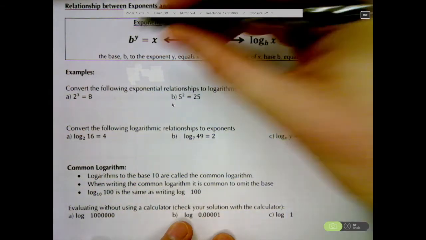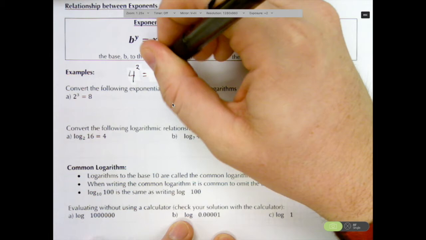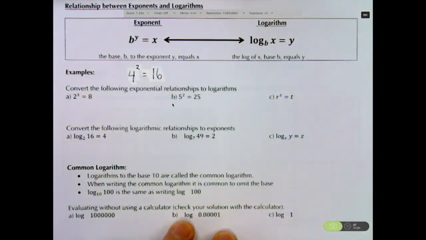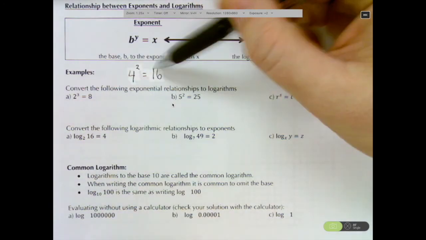So for example, we have, say, 4 to the exponent 2 equals 16. Yes, I'm writing that over whiteout. My first video was interrupted, so I started over and whited it out. So back to our example here. An exponent, 4 to the exponent 2 equals 16.